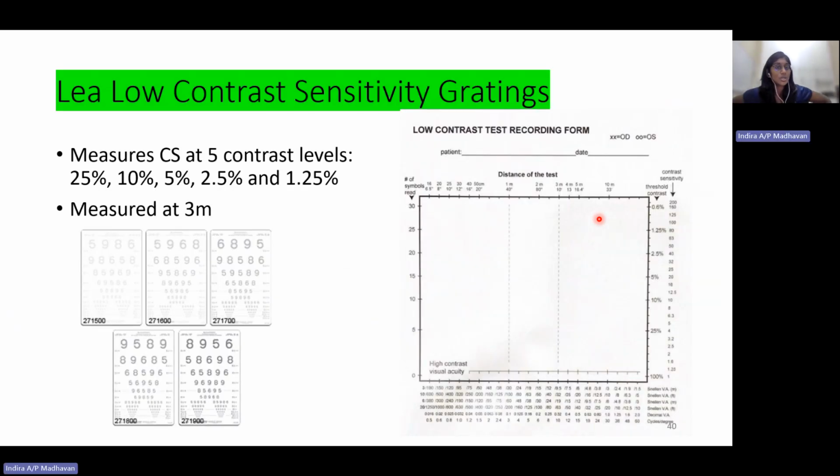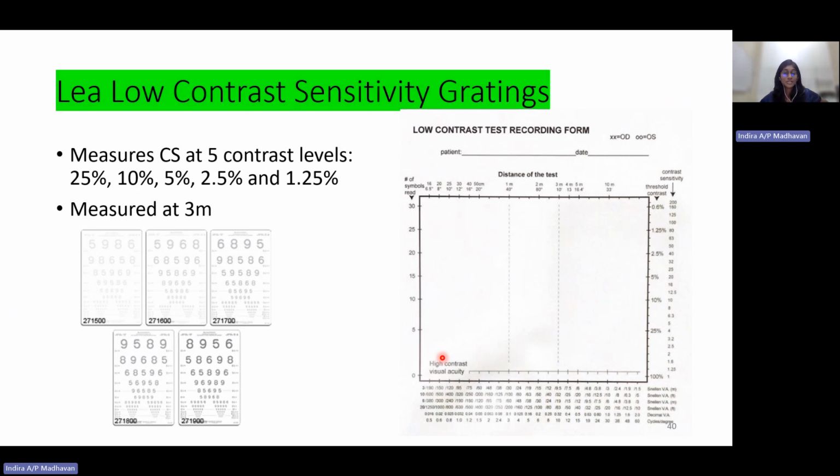Okay. Another one is the low contrast sensitivity gratings. It measures contrast sensitivity at 5 contrast levels: 25%, 10%, 5%, 2.5%, and 1.25%. It is measured at 3 meters. Once the measurement is performed, it can be drawn into this recording form. This recording form enables us to draw the contrast sensitivity, so from there it will be very good for the diagnosis also.